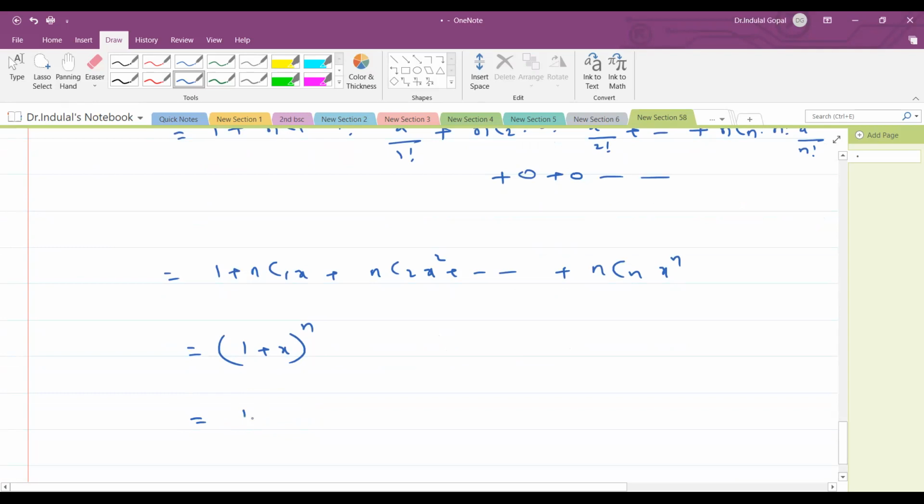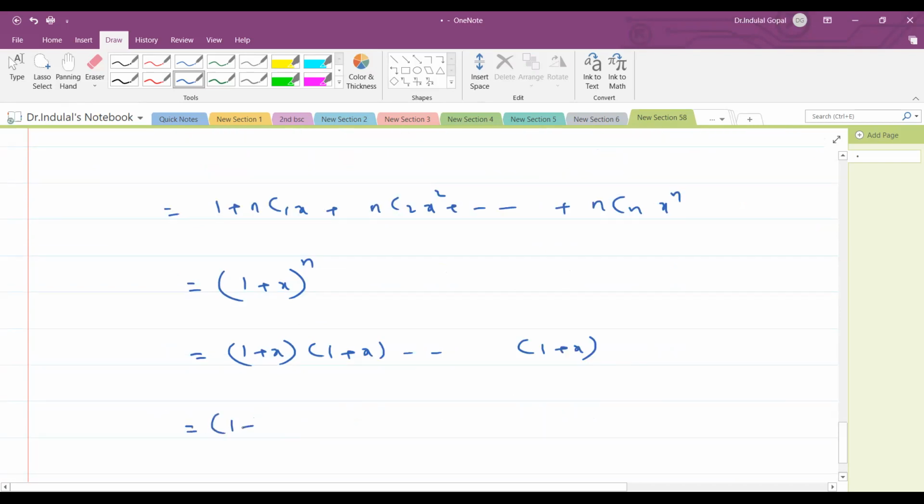This 1 plus x the whole raised to n is 1 plus x into 1 plus x into etc. 1 plus x. And this can be written as 1 plus x by 1 factorial into 1 plus x by 1 factorial into etc. 1 plus x by 1 factorial. Right? And if we call this coefficient as the total number of permutations of one object, this coefficient is the total number of permutations of 0 objects, etc. From a set of n objects, say x1, x2, etc., xn.